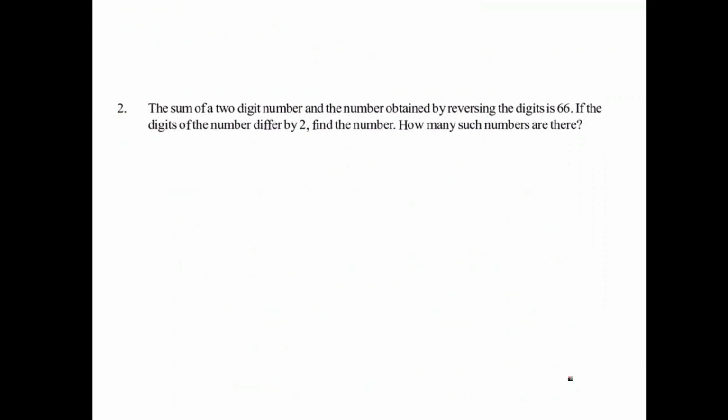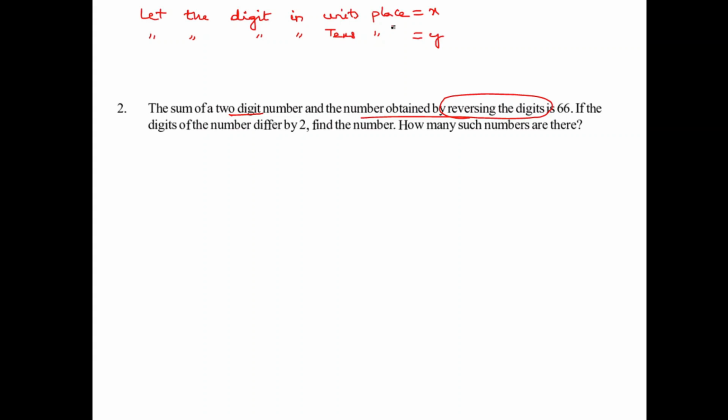So let's look at the next one. The sum of a two-digit number and the number obtained by reversing the digits. Okay. So first of all, let us assume something. Let the digit in the units place be equal to x. Similarly, the tens place is equal to y. Hope this is clear to everyone, right?